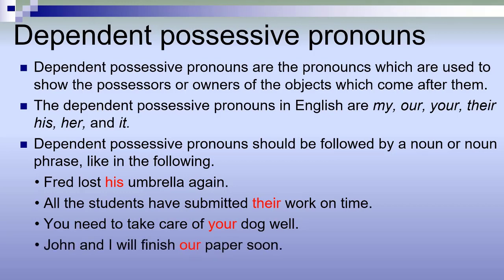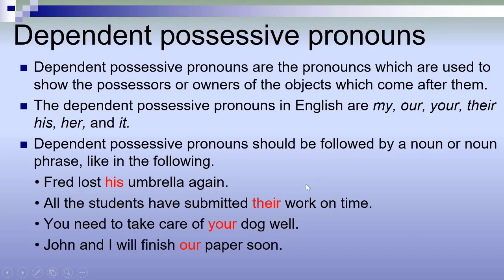John and I will finish our paper soon. So our here replaces John and I. It refers to the first person plural, John and I. So the function of our here is to replace John and I.